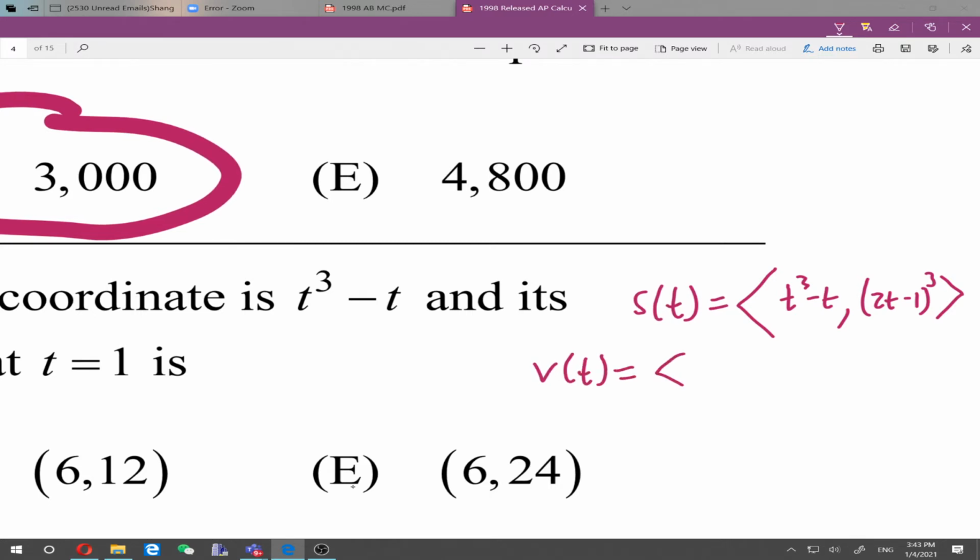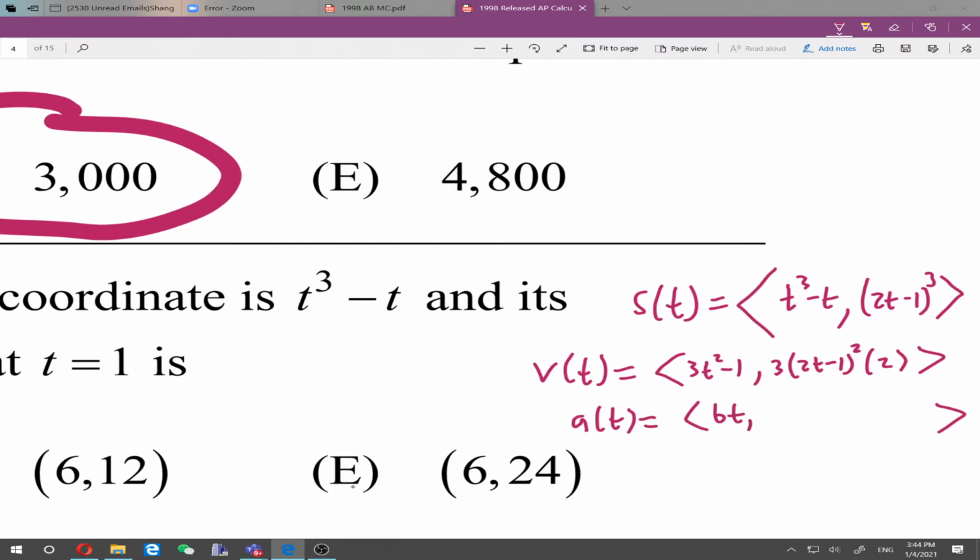3t squared minus 1, and 3 times (2t minus 1) squared times 2. And I wanted to get acceleration at t, so we're going to differentiate this one more time.